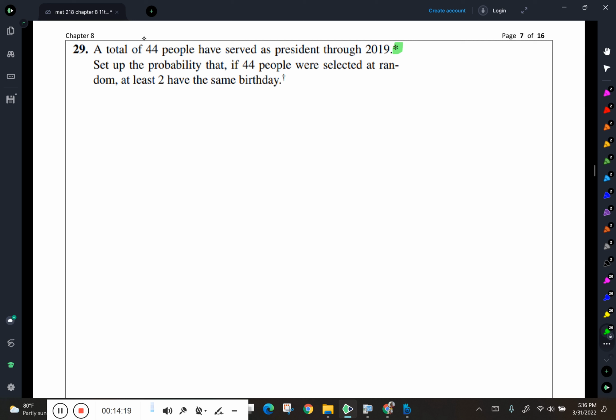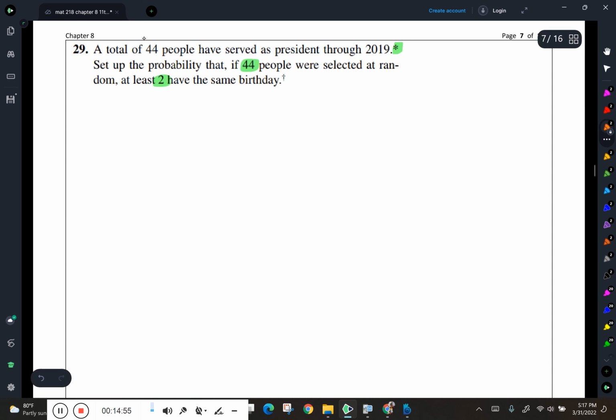All right, so what I'd like to do is set up the probability question that if 44 people were selected at random, at least 2 have the same birthday. So this is a classic problem. It's a classic problem about if you get a bunch of people together in a room, what's the probability that some pair in that room will have the same birthday? And it's really fascinating because you can't calculate it directly. We have to calculate it using the complement.